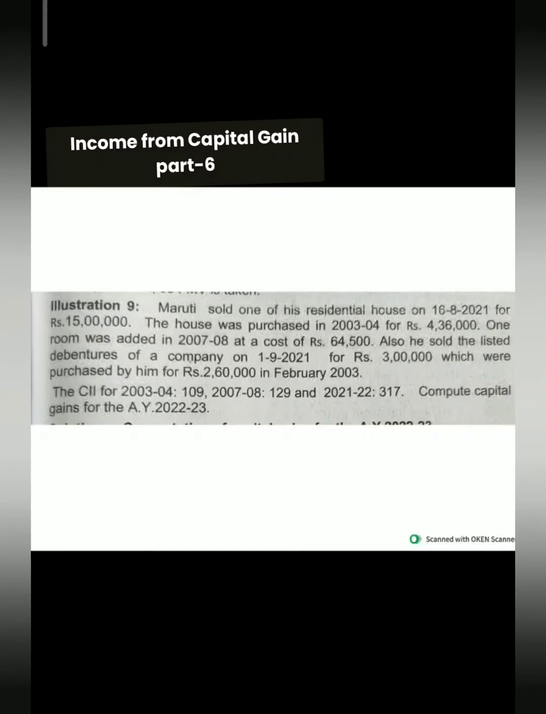Here I am going to upload income from capital gain part 6.